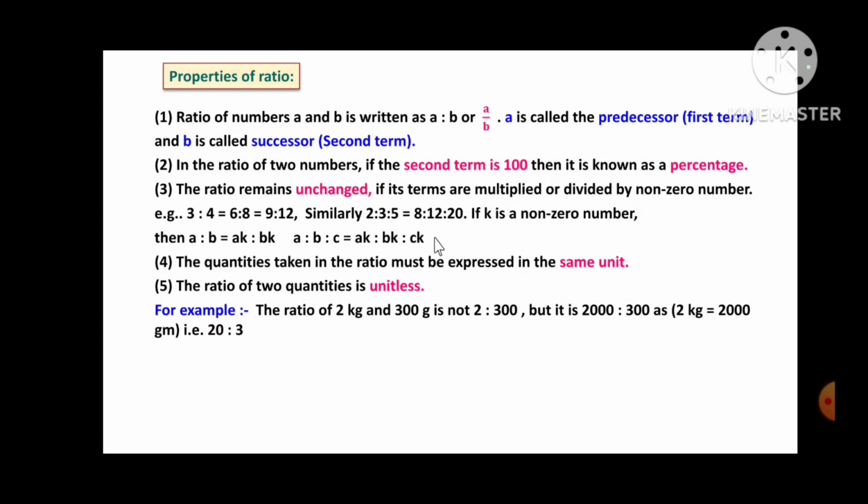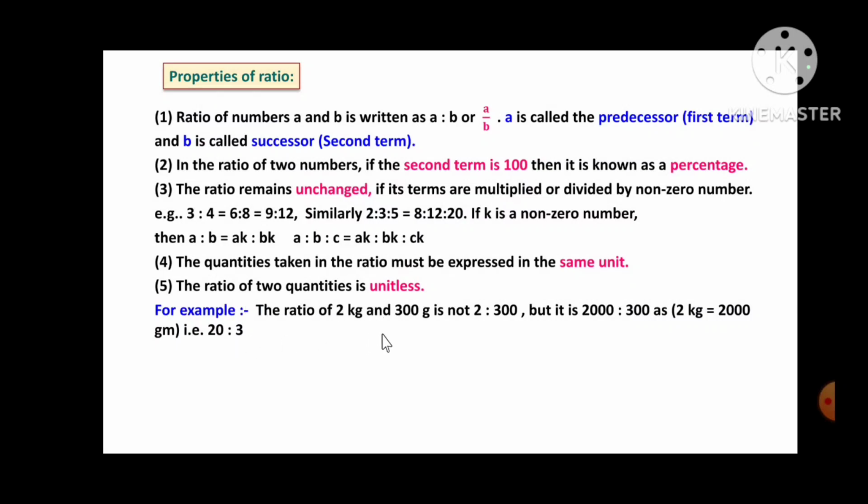If k is a non-zero number, then A is to B can be written as AK is to BK, and A is to B is to C can be written as AK is to BK is to CK. Fourth property, the quantities taken in the ratio must be expressed in the same unit. Fifth one, the ratio of two quantities is unitless.